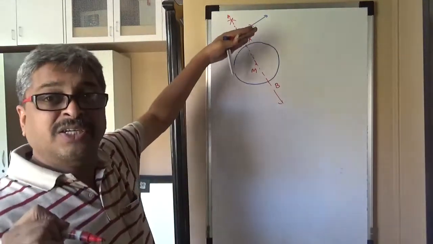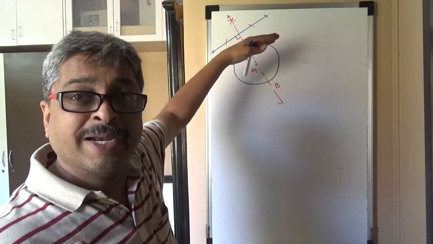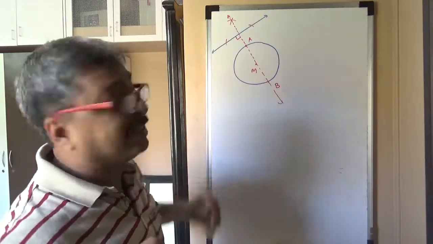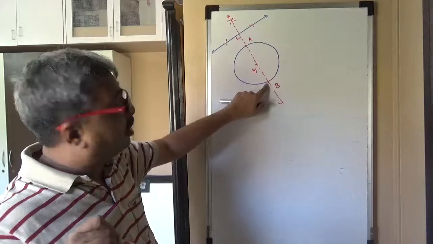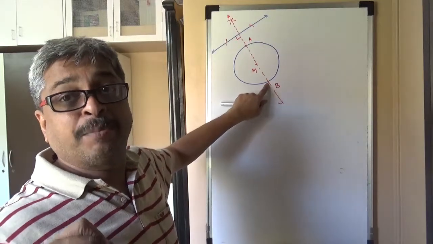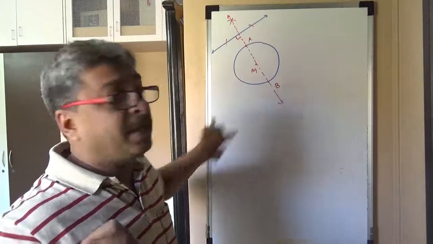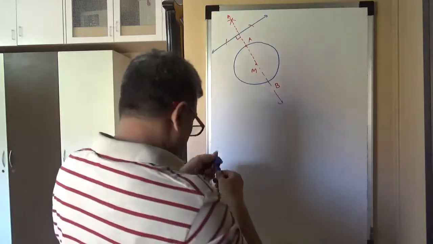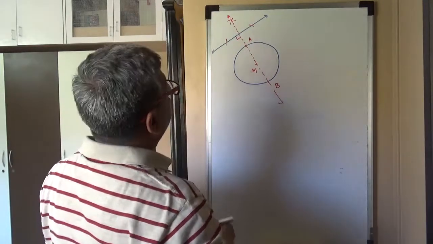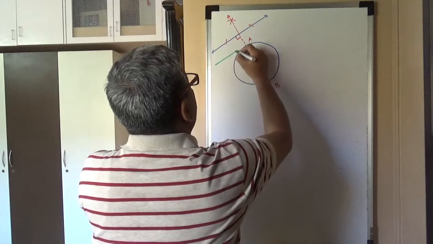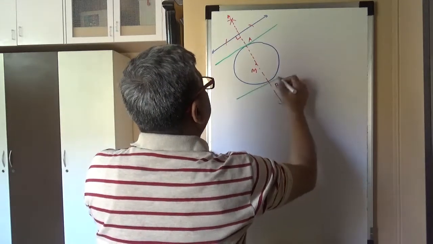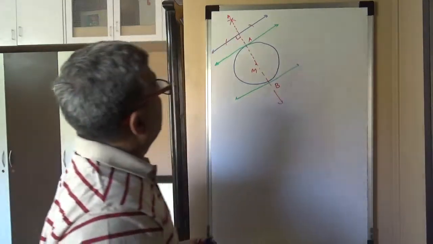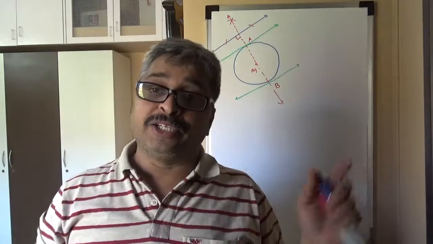Now if we draw a line perpendicular to MA at A, it will be tangent to the circle and also it will be parallel to the given line. Similarly, we can draw another perpendicular line at B to the radius segment MB, and that line also is going to be tangent to the circle. So this is going to be the final construction. This line and this line are the two lines which are going to be parallel to the given line L and tangent to the given circle.